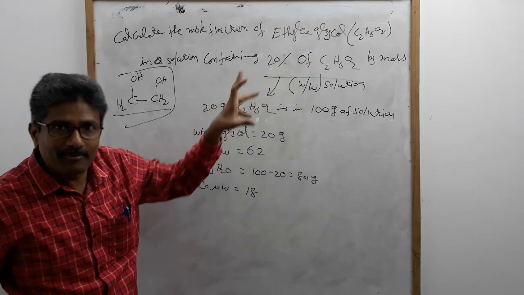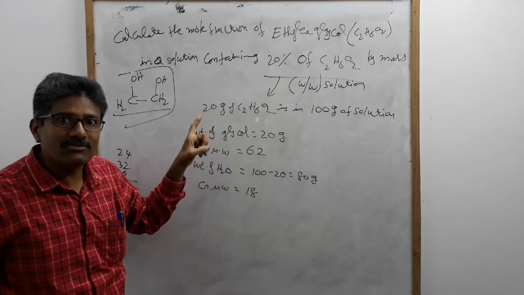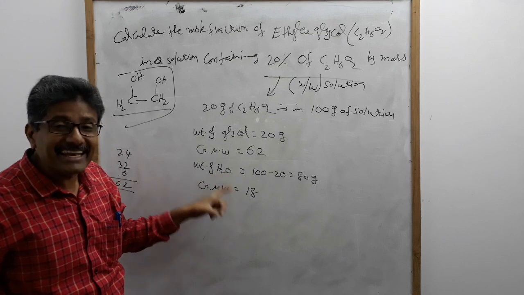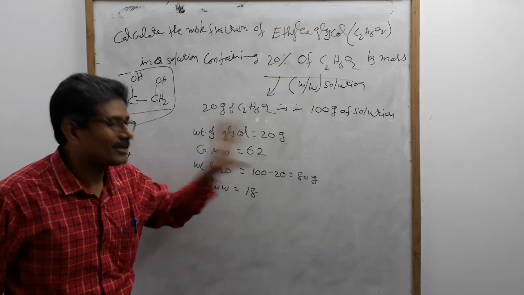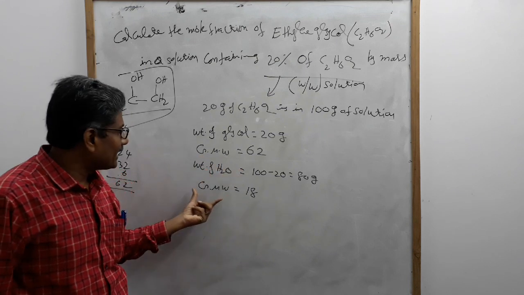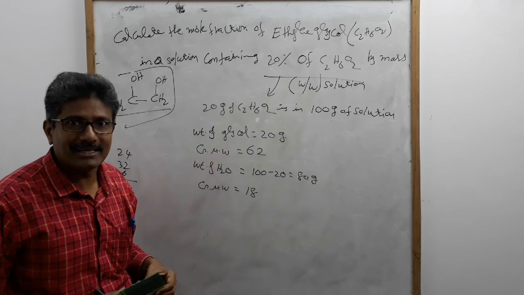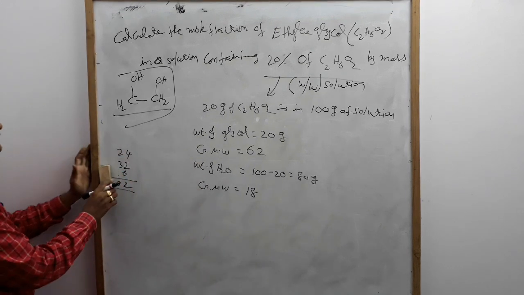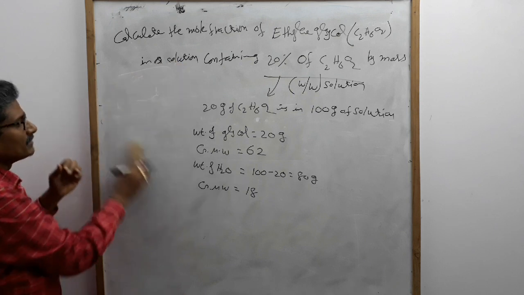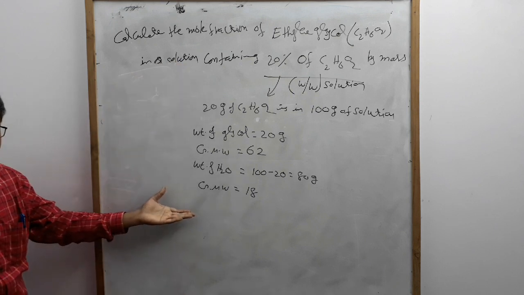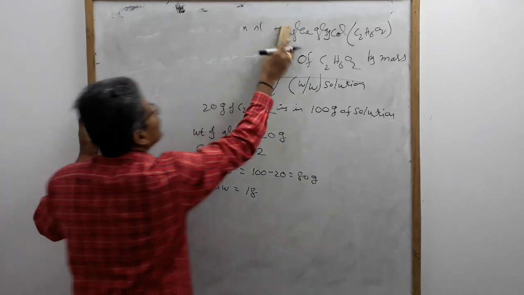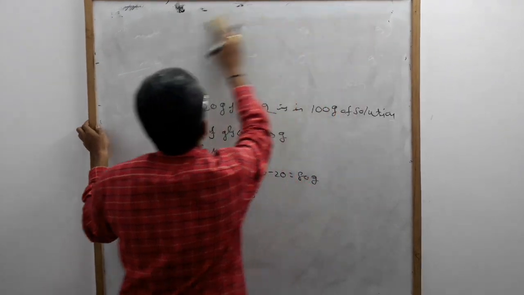So this is the important point here. 20% ethylene glycol by mass means 20 grams of ethylene glycol in 80 grams of water, or 20 grams of ethylene glycol in 100 grams of solution. Okay, right. Please note up to this point, and I am continuing.